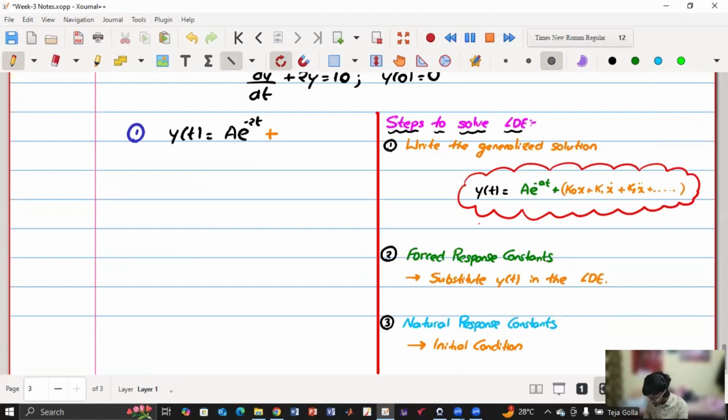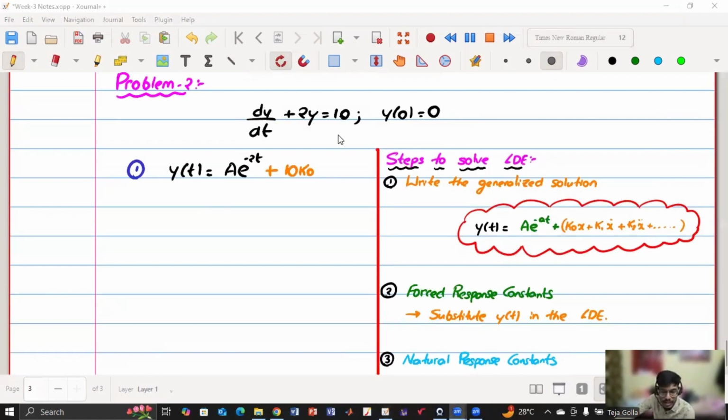How to get K1 and K naught coefficient? To get K naught, the forced response constant, we'll substitute the y of t in the linear differential equation. For getting the natural response coefficients, we'll use the initial condition. Once we write the expression, we'll get 10 K naught. Everyone is clear with this, right? Now let us substitute this 10 K naught in the original equation and solve for the forced response constants.